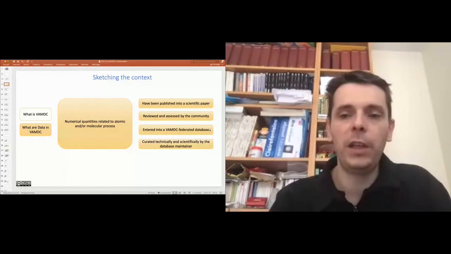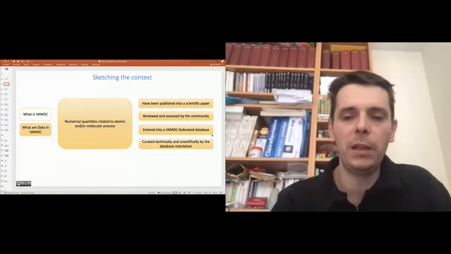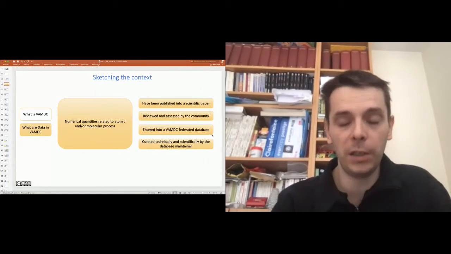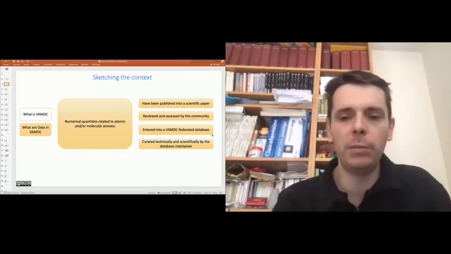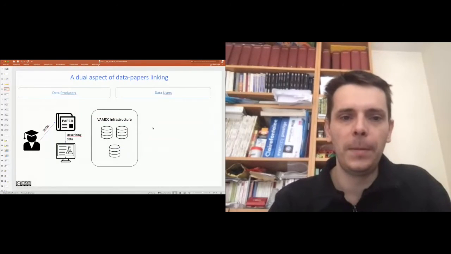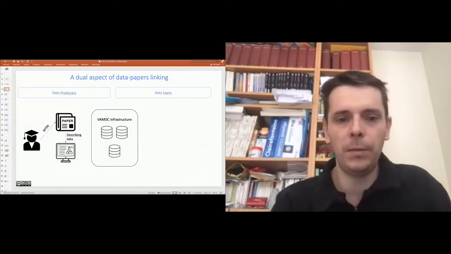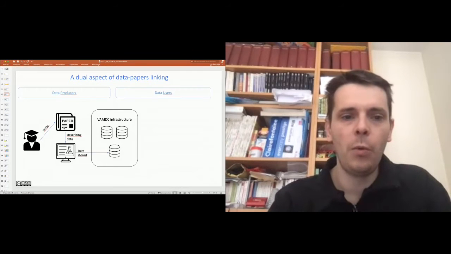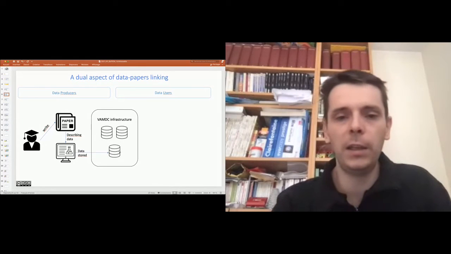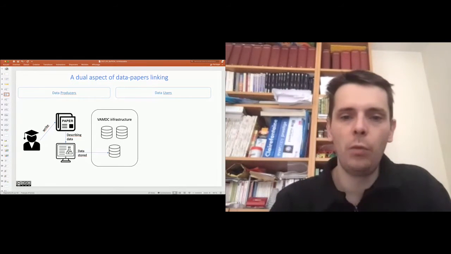These data are contained in a VAMDC federated database and are curated technically and scientifically by the database maintainer. The important point is that we always refer to the scientific paper which describes the data, by maintaining the link to the original paper. So when an author writes a paper describing the data, we put the data into one of the databases which compose the VAMDC infrastructure, and we always keep the reference to the original paper.